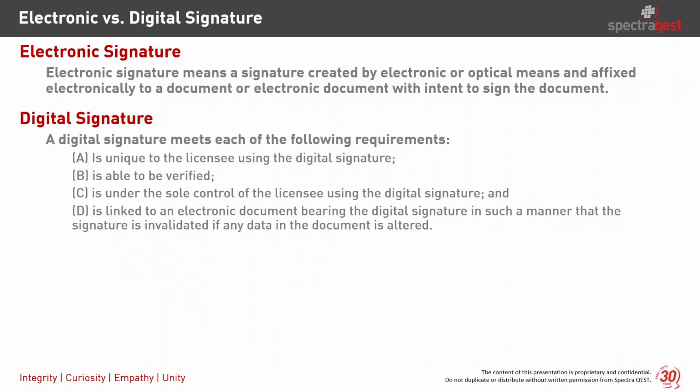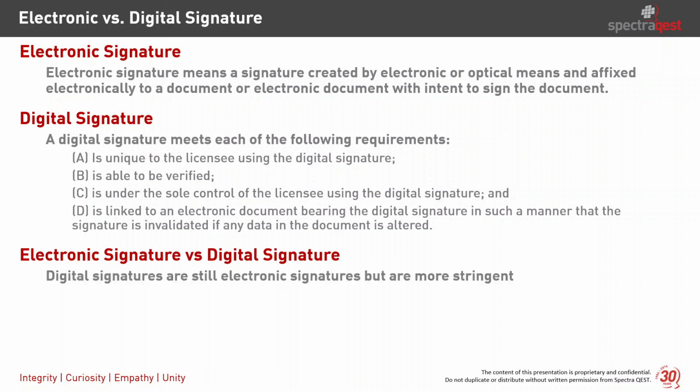A digital signature meets each of the following stringent criteria that are in some of those boards of engineers requirements around seals: being unique to the licensee, able to be verified, under their sole control, non-repudiable, and linked to the document such that tampering invalidates it.